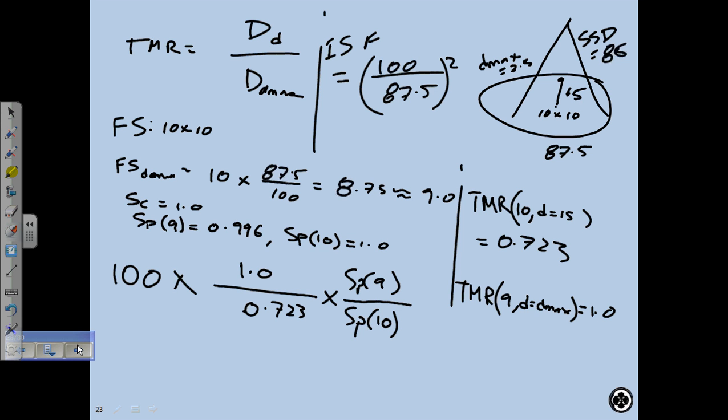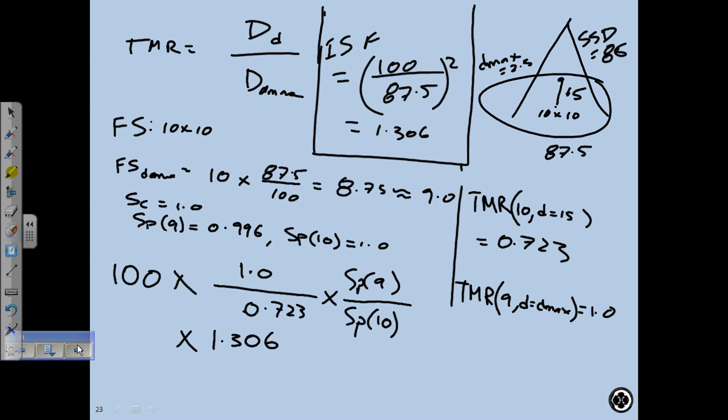Is it 100 over 87.5? We're moving closer to the source. We're going to multiply by the dose, so we want it to go higher. What does that equal to? 0.306. That's a big number. That's a big factor. That's 30%.